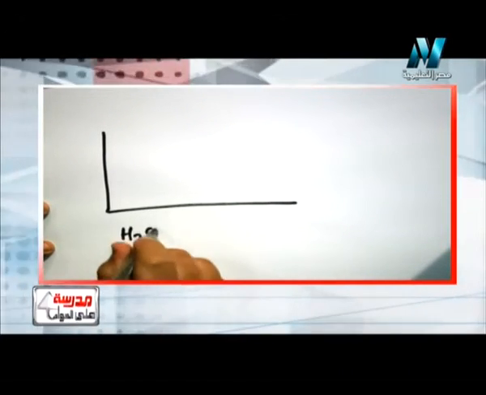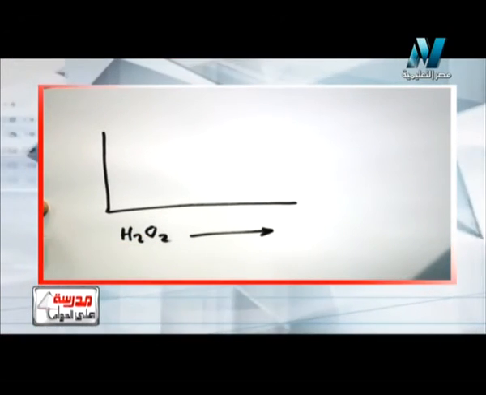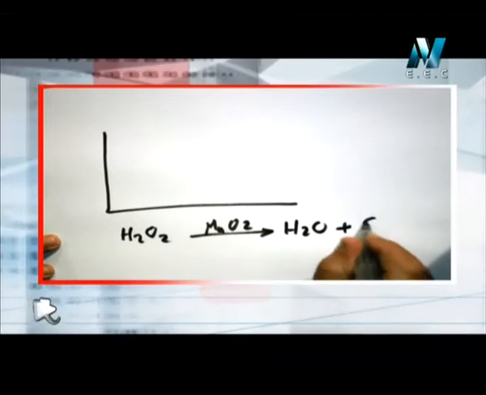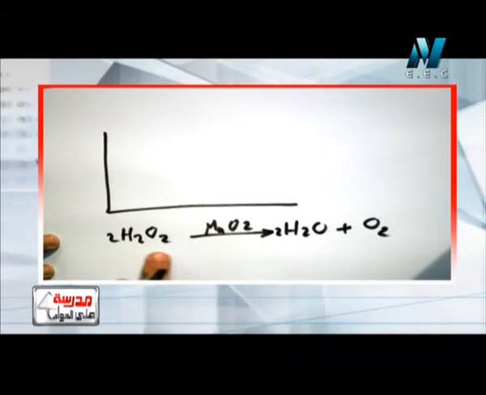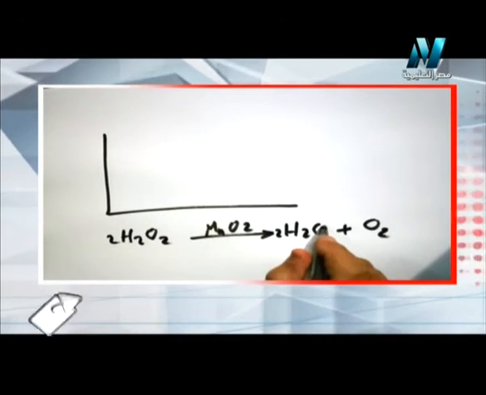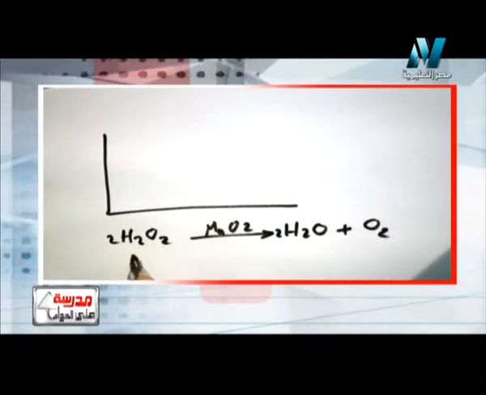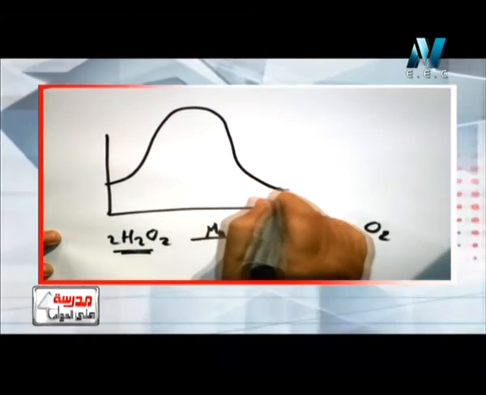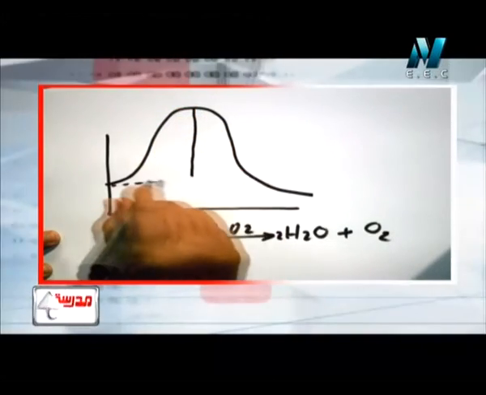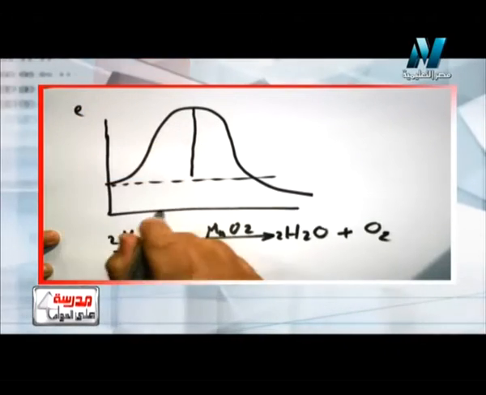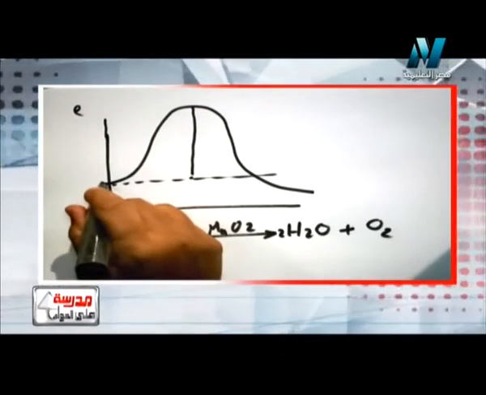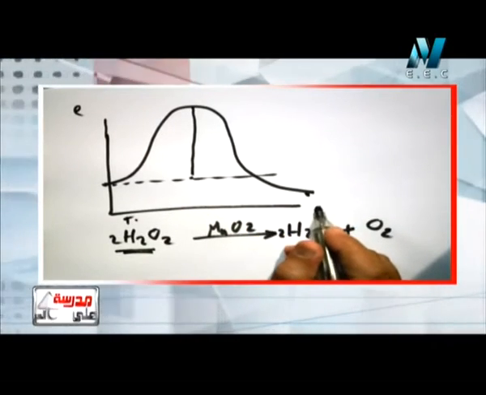let's make a diagram for the reaction of H2O2 in presence of manganese dioxide. It will be converted into water and oxygen. H2O2, hydrogen peroxide, is converted into water and oxygen. So in absence of a catalyst, this is the diagram: this is energy, and this is time. This is the difference between reactants and products, the heat content of reactants and products.